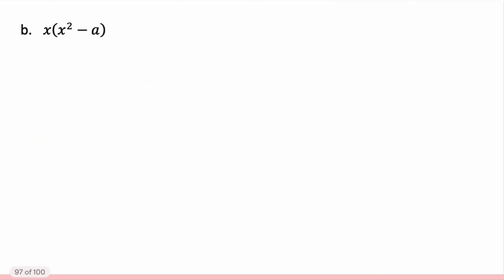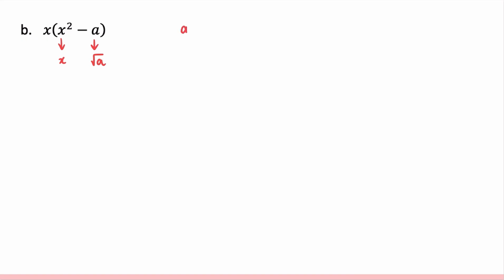All right, on to the next one. So part B, x times (x squared minus a). Again, this is all about recognizing. So this looks like the difference of two squares. We know that the x squared is a perfect square, so that's all good. The first term will be x. Problem with the a is it's not a perfect square, but we can just write that as root a. So that will be the square root of that.